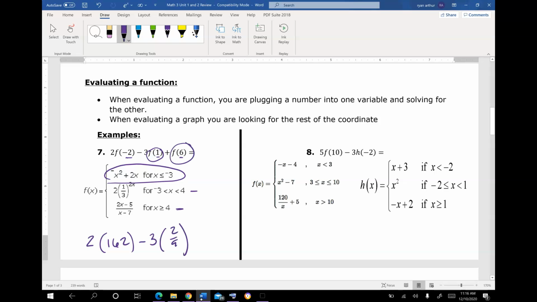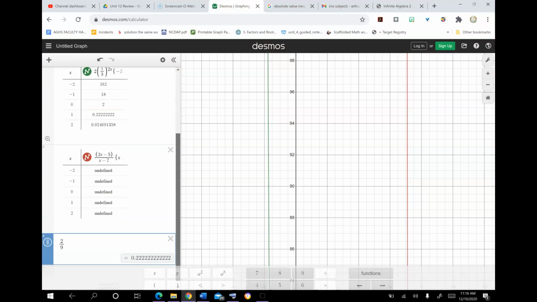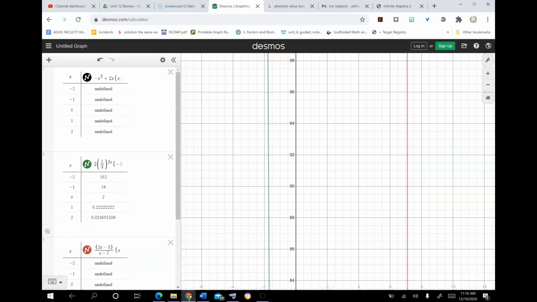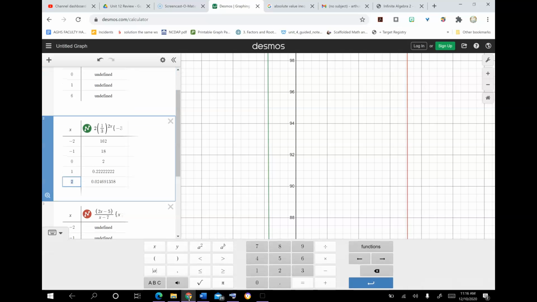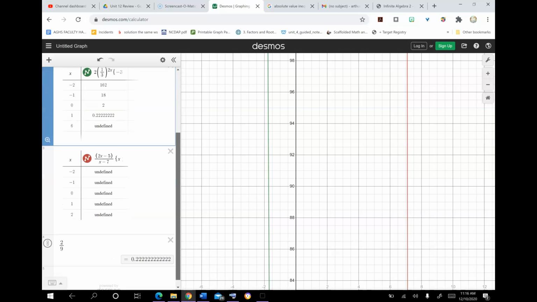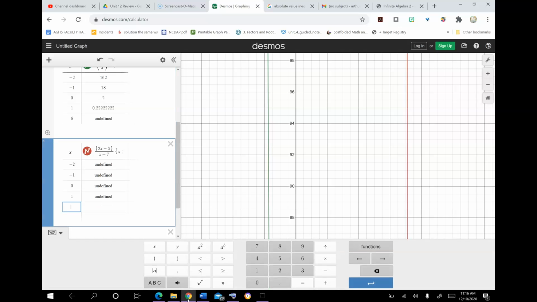Okay? Now I need to figure out where 6 fits in. So you see how 6 is not written up here? Well, all you have to do is go to the table, backspace a number, and type 6. So the first one can't be 6. Go to the second one, type 6. It can't be 6. Go to the third one, delete it, type 6. 6 is -7.